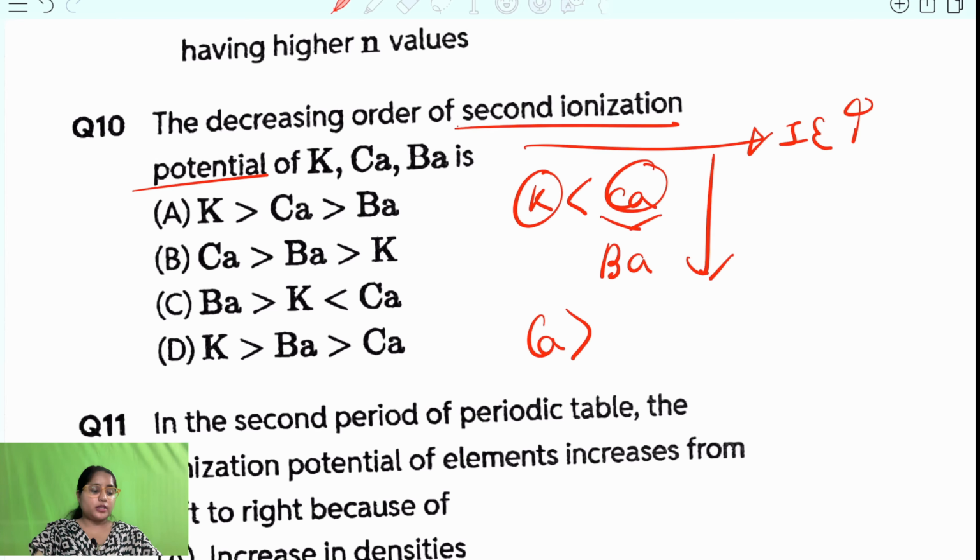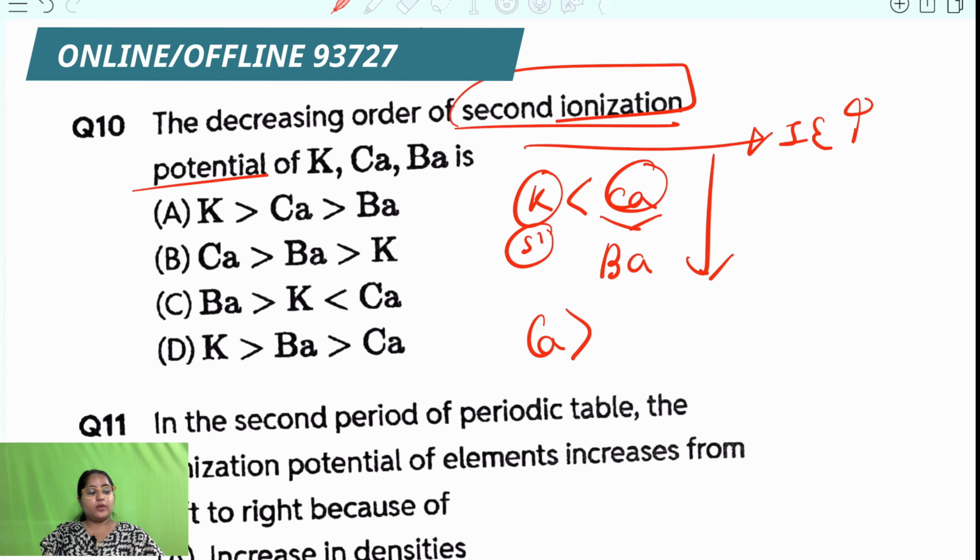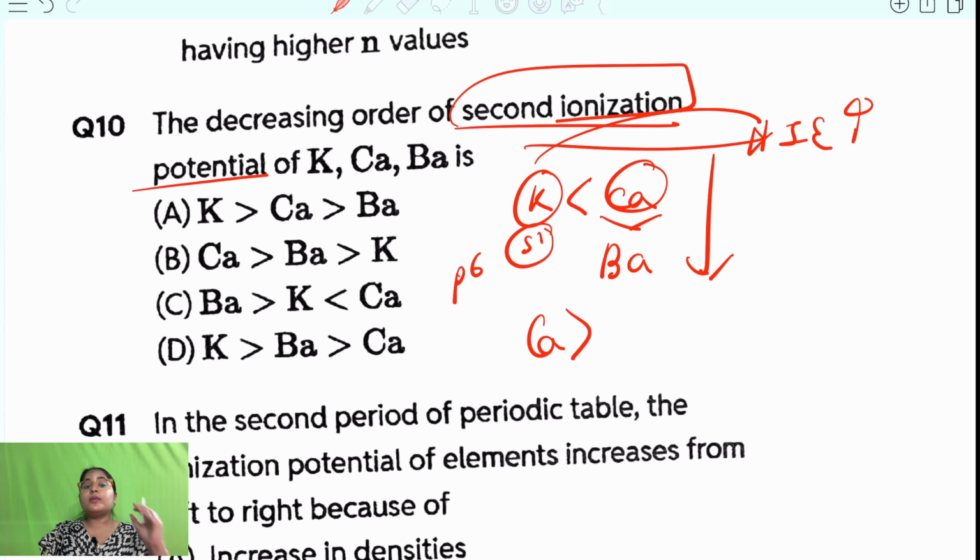For the second ionization energy, I can judge without doing the electronic configuration. Potassium is there, so it is 4s1. As soon as I remove one electron, it will attain the p6 noble gas configuration, so it will become the maximum. It will click in my mind, but as a student you should write down the configuration, remove the electron, and then do it. So after removing one electron for the second ionization energy, p6 is attained, so potassium will become maximum. So our answer should be potassium, calcium, and barium.